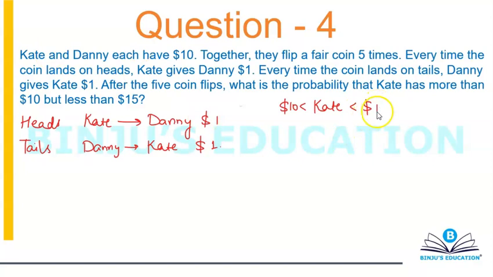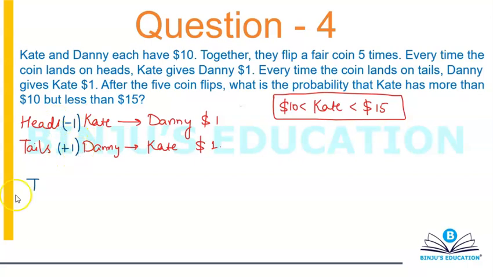Okay, that's quite interesting. Now, we need to understand how we can solve this question. So let's say suppose they toss the coin for the first time and they get a tail. Now we are concerned with what will Kate have. So head means -1. I'm going to simply write -1. Head means -1 for Kate and tail means +1 for Kate. Now we want Kate to have more than 10 but less than 15. That means we want Kate to gain something rather than losing something.